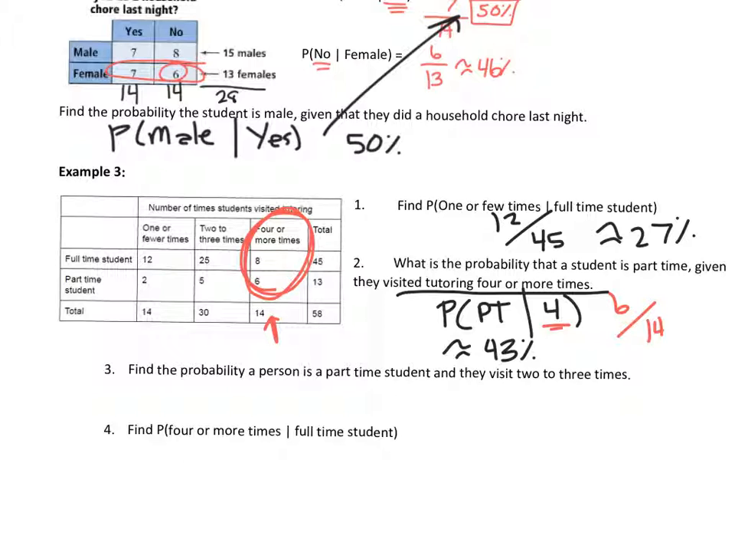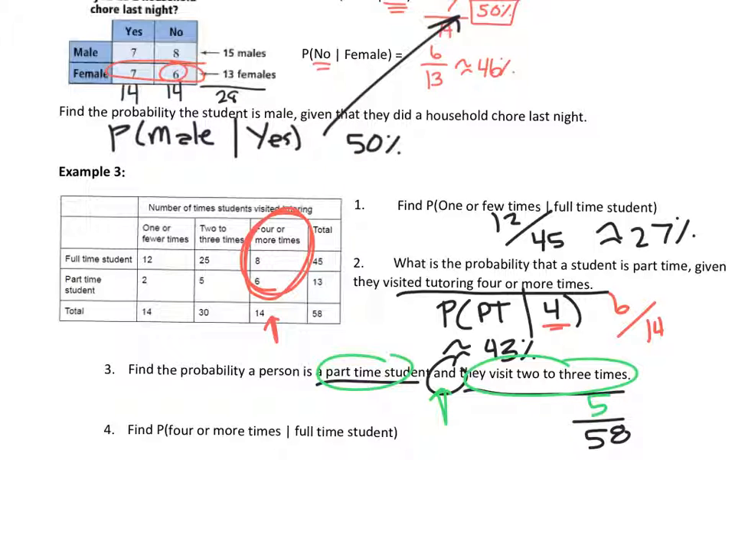Number 3, find the probability a person is part-time and they visit 2 to 3 times. This doesn't have the keyword given. So what's the probability? Of the 58 total people, how many are part-time and visit 2 or 3 times? In the chart, I'm going to look for part-time and visiting 2 or 3 times. That's a 5. So it's 5 out of 58. The key word was and. It means it happened at the same time. That's different than the given up here. So I do 5 divided by 58, and I get about 9%.